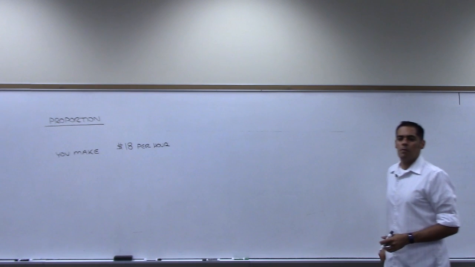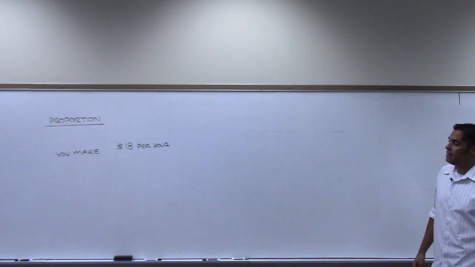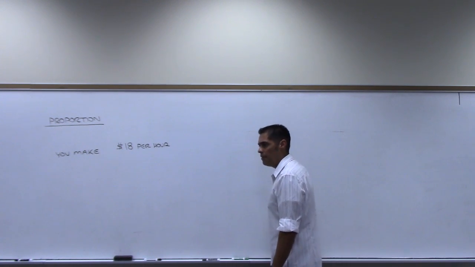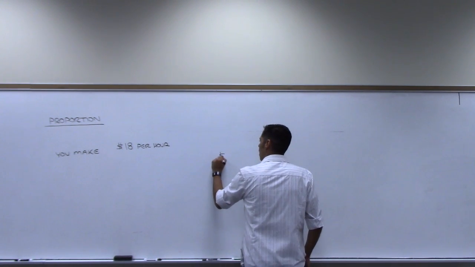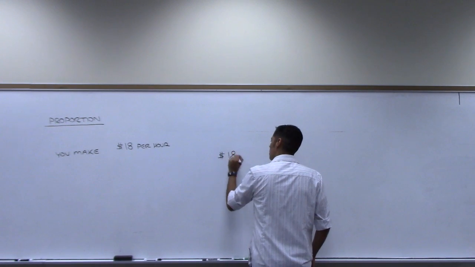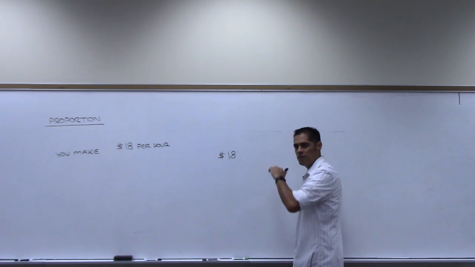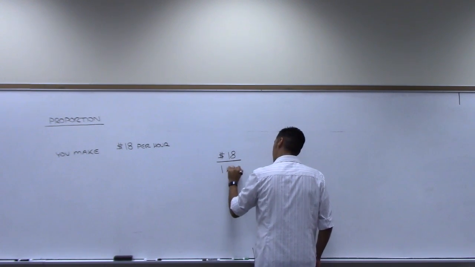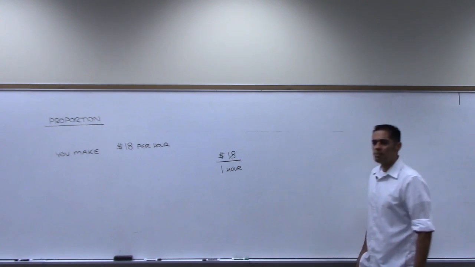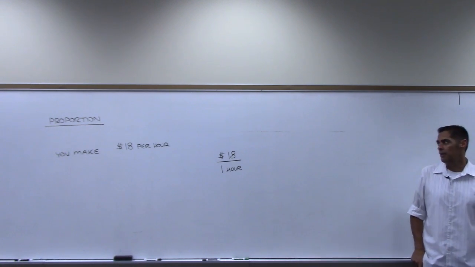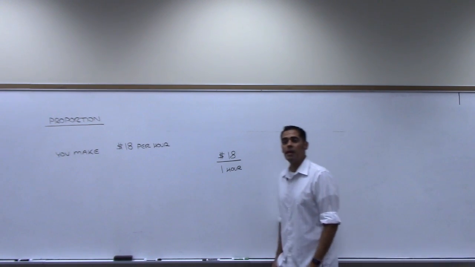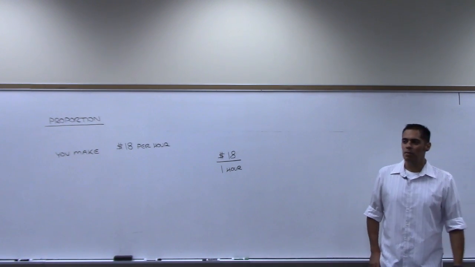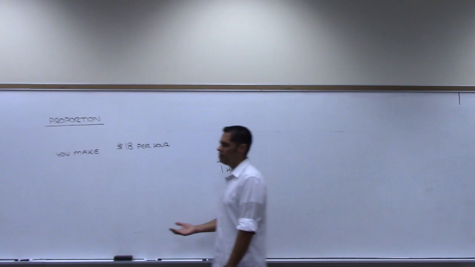All right. So if you make $18 per hour, then you could write that this way. $18 per, we can look at as a fraction, per 1 hour. Now I think most people are comfortable if I ask them, okay, if you work 5 hours, how much are you going to make? What are you doing to figure that out? Multiplying by 5, right? It's simple enough.